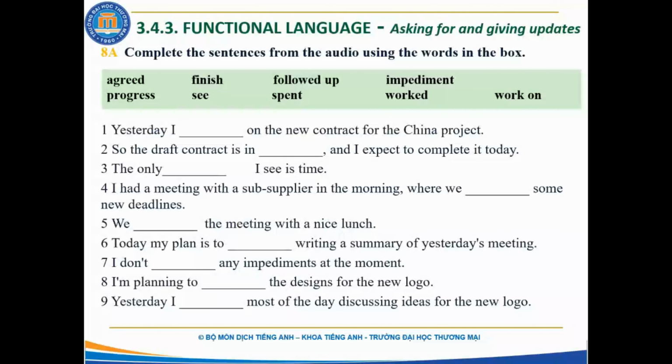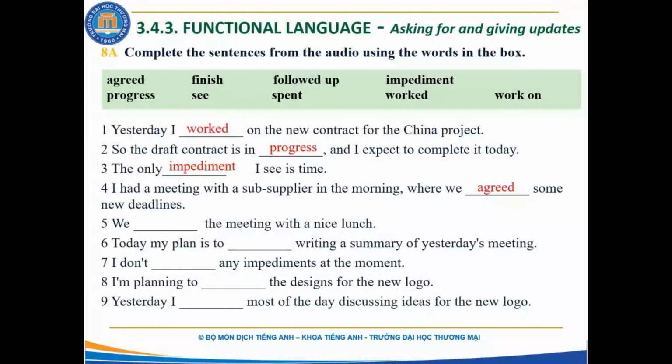Now let's check the answer together. For number 1, which word in the box do you fill in the blank here? Yesterday I worked on a new contract for the China project. And for number 2, the draft contract is in progress and I expect to complete it today. And number 3, the only impediment I see is time, right? And number 4, I had a meeting with a sub-supplier in the morning where we agreed some new deadlines.